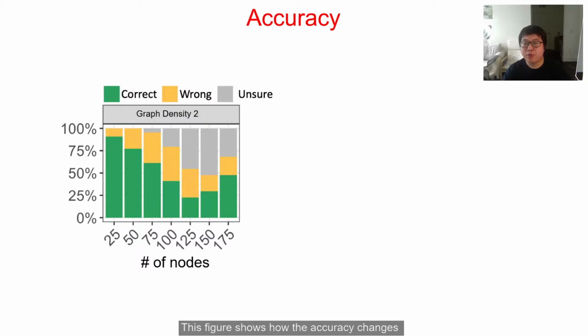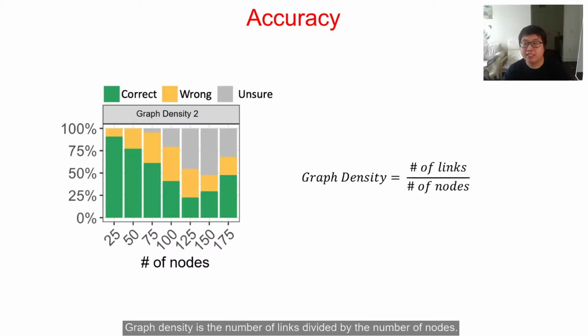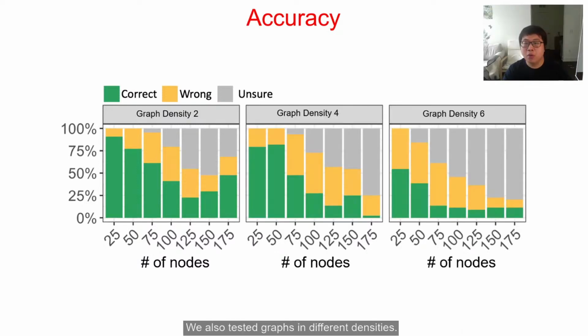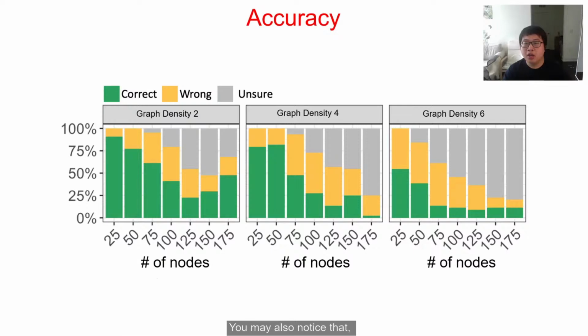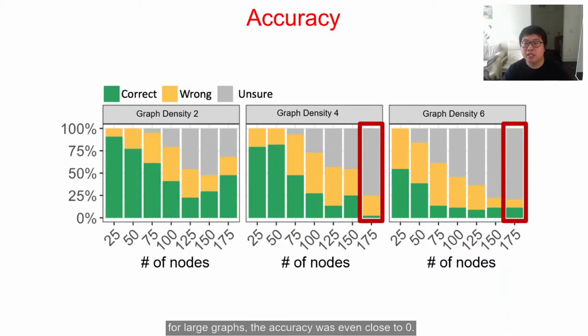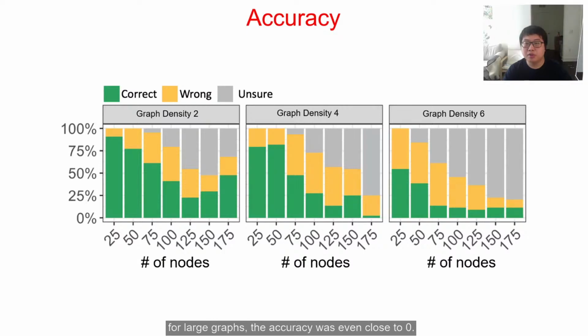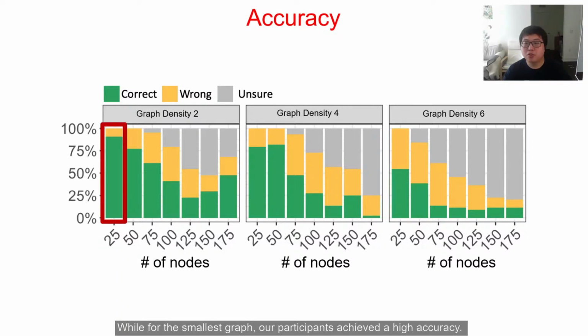This figure shows how the accuracy changes in a graph density of 2. Graph density is the number of links divided by the number of nodes. We also tested graphs in different densities. As we would expect, in all graph densities with an increasing number of nodes, the accuracy generally went down. You may also notice that for large graphs, the accuracy was even close to 0, while for the smallest graph, our participants achieved a high accuracy. We did this on purpose to cover a wide range of graph sizes. In this way, we were able to capture a wide range of the other measures we are going to talk about.